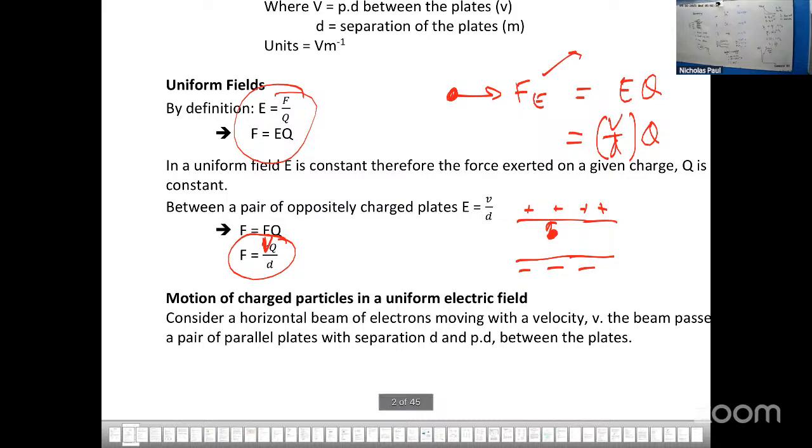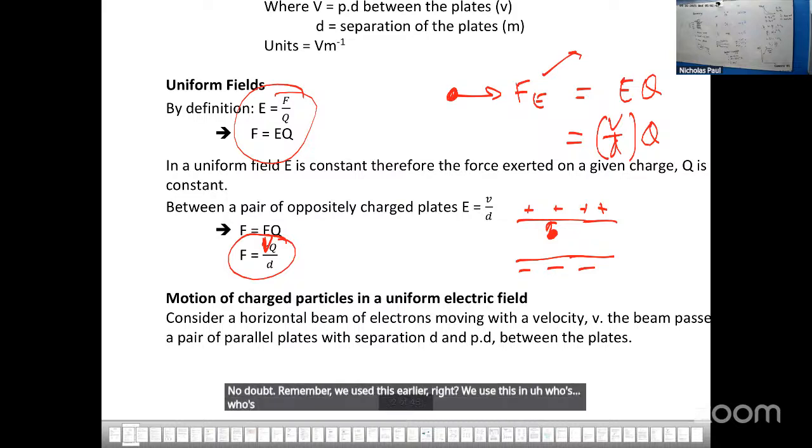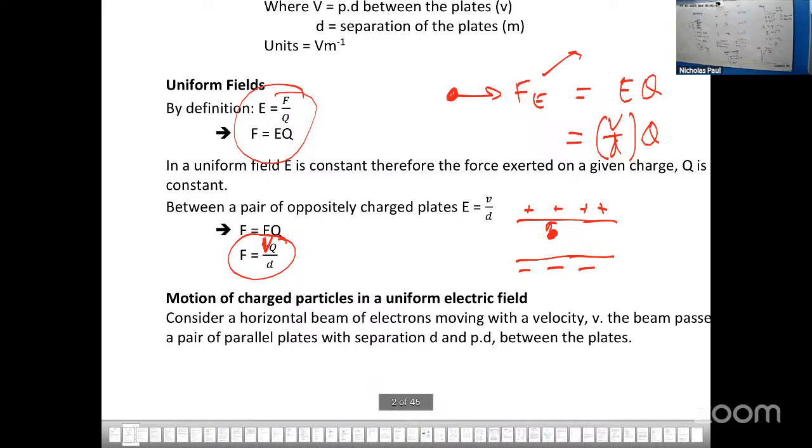Okay with that? Right, remember we used this earlier, right? We used this in whose theorem? Well, not theorem, but whose experiment? Millikan, right? We did the Millikan experiment, when we kept the charge stationary, and that was the force exerted on it.